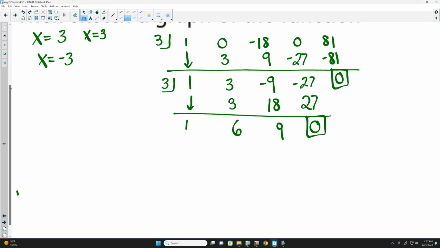Well, the other value of x that we know worked was negative 3. So we can use it. Negative 3 times 1 is negative 3. 6 plus negative 3 is 3. Negative 3 times 3 is negative 9. And we get 0.